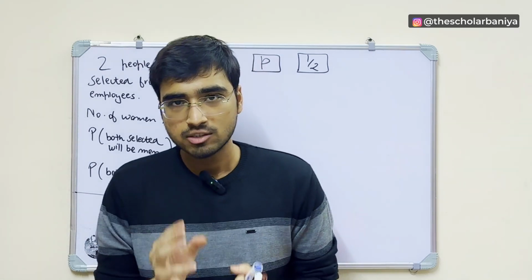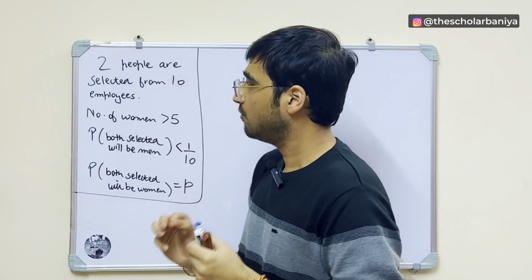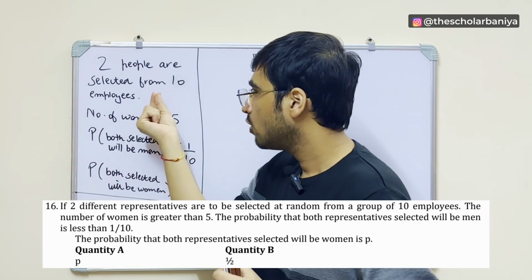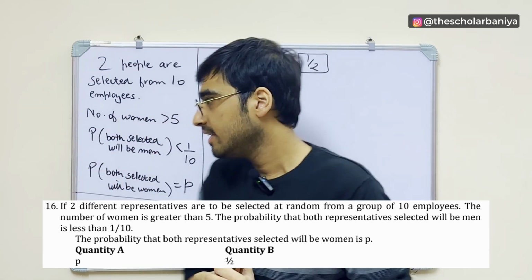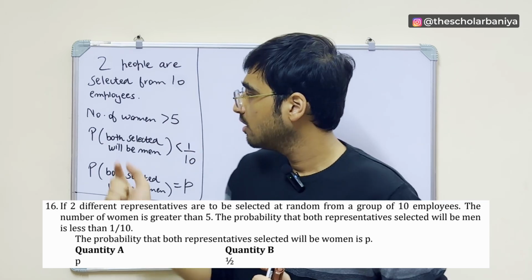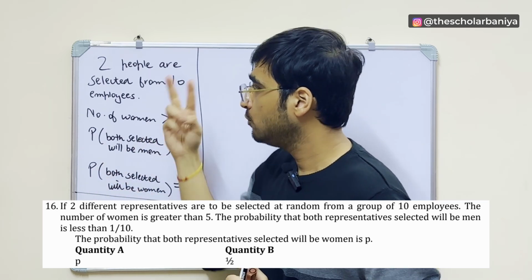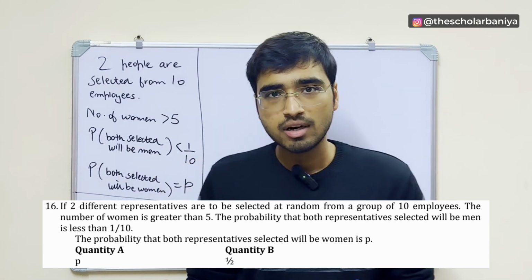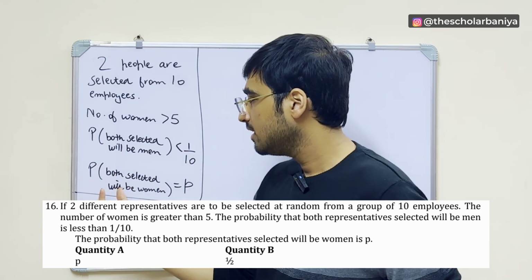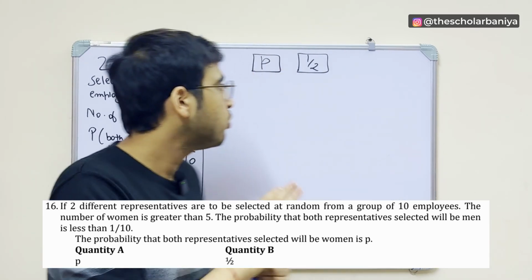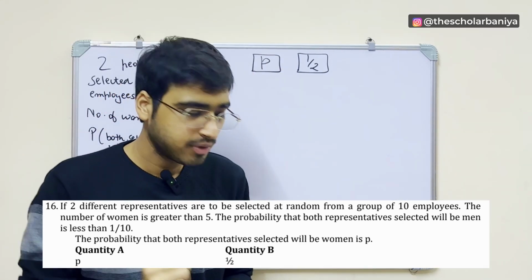So let's move on to the next question, guys. In this question, we are given that we have to select two people out of a total of 10 employees. We are also given that the number of women is greater than 5. The probability that both people selected will be men is less than 1 upon 10, and the probability that both selected will be women is equal to P. And we have to compare P and 1 upon 2.